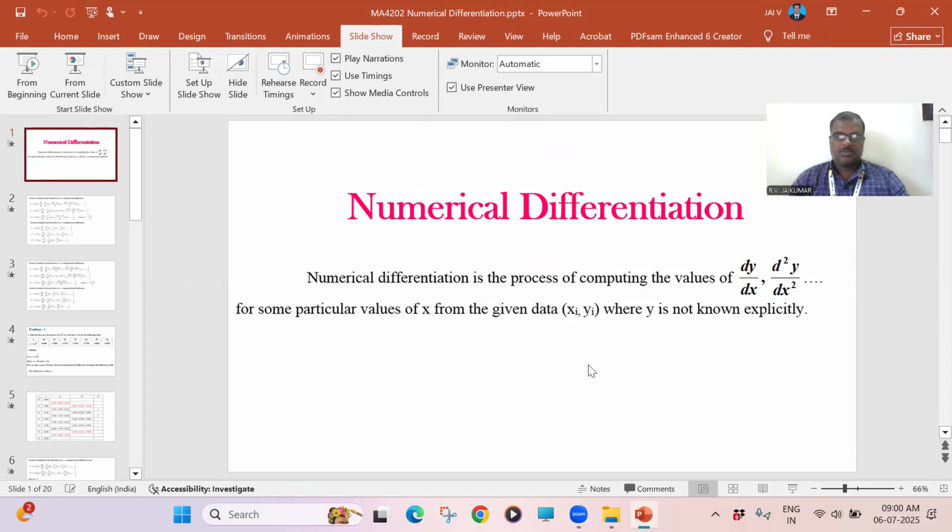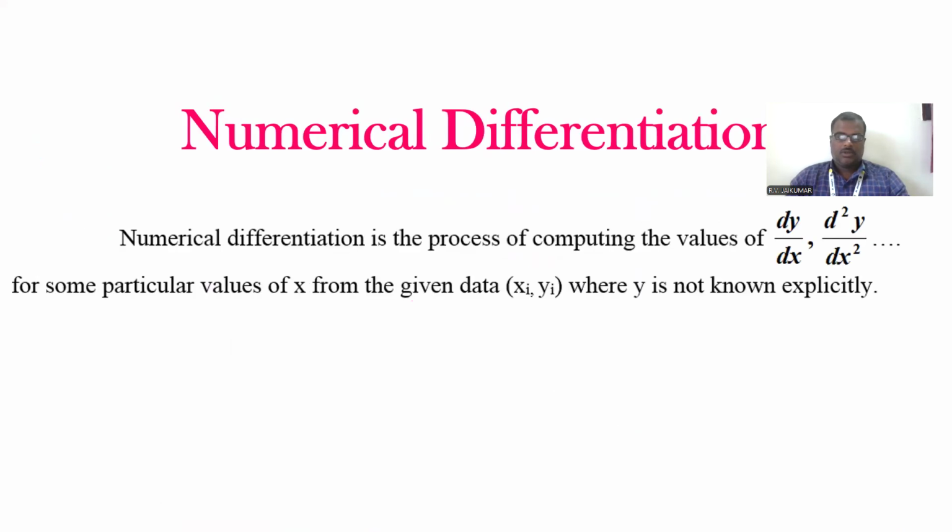So now we have to discuss numerical differentiation for finding the first and second derivatives. Numerical differentiation is the process of computing the values of dy by dx, d square y by dx squared for some particular values of x from the given data x comma y, where y is not known explicitly. So now we have to identify the derivatives y dash and y double dash, that is dy by dx, d square y by dx squared, for the given data. So we need the data actually.